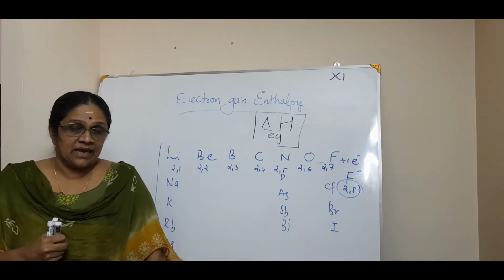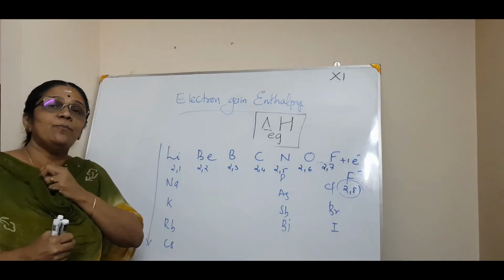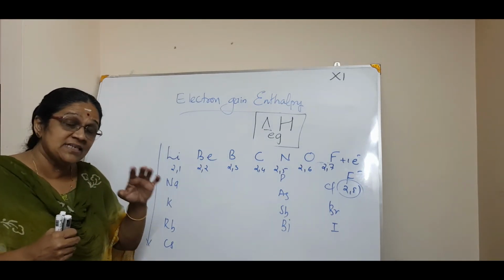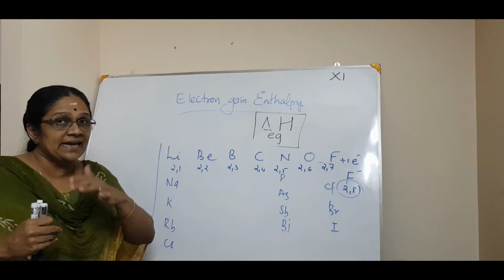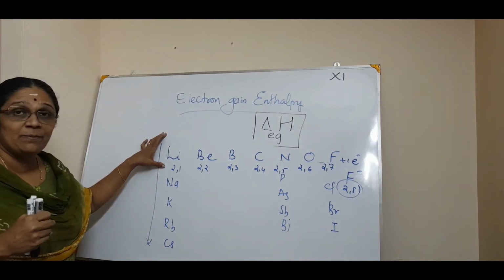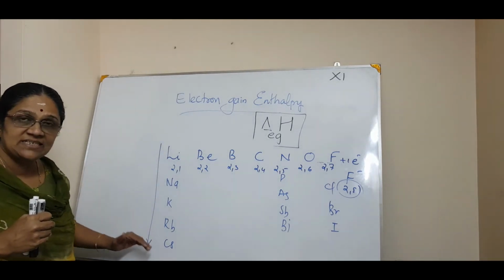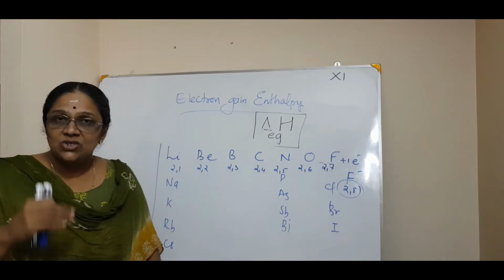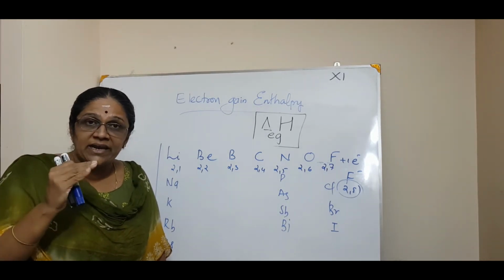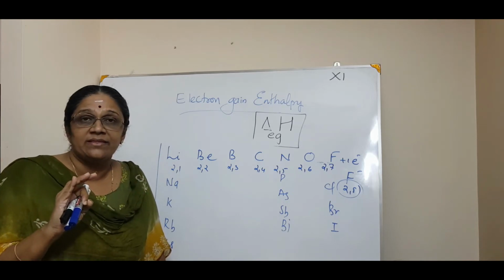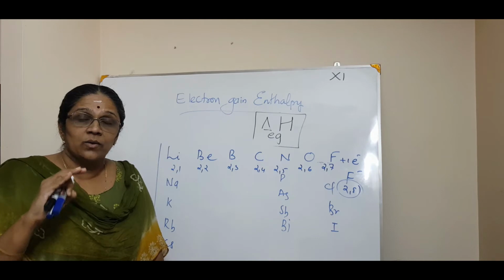Correct? Okay. Now, from top to bottom in a periodic table, what happens? The electron gain enthalpy becomes less negative. That means the first one will be more negative. From top to bottom, it will be less negative, like that. Okay, so you now know the concept behind that: what is electron gain enthalpy and how the trend of electron gain enthalpy goes in a periodic table along the period as well as in a group.